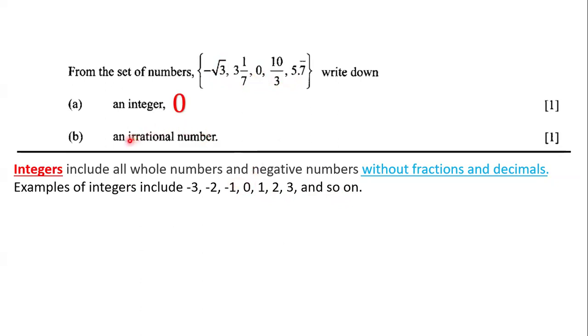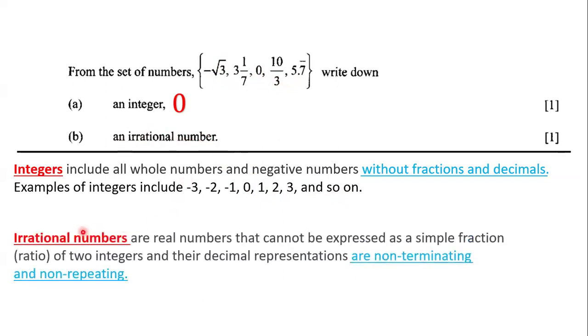Next, we need to write down an irrational number. What are irrational numbers? Well, irrational numbers are real numbers that cannot be expressed as a simple fraction or ratio of two integers. So irrational numbers cannot be expressed as a simple fraction of two integers. So what does that mean?